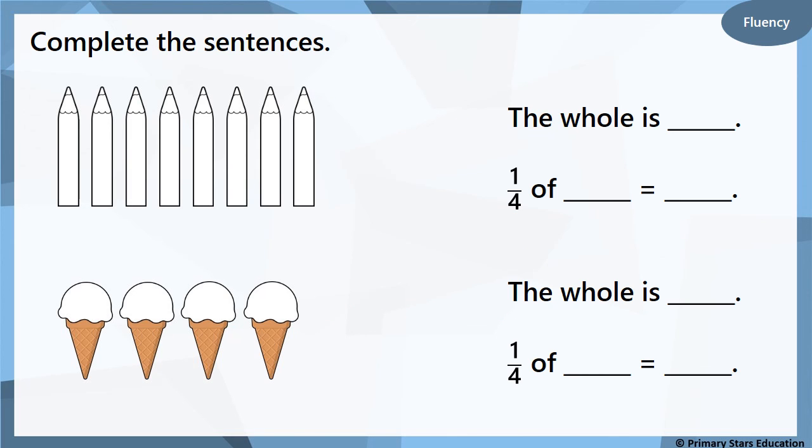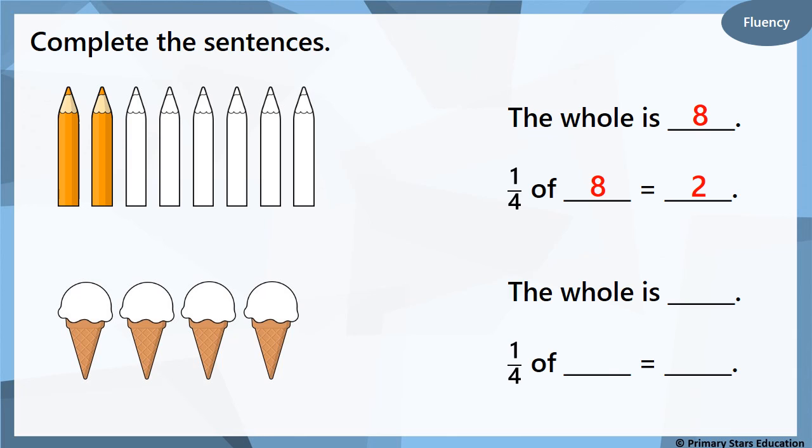Okay, so now have a little look at the pencils. We've got 8 pencils in total. I want to find 1/4 of those pencils. So I'm going to colour in 1. Now I still haven't managed to find 1/4 because I've got 1 pencil coloured in and they're not in equal parts at the moment. But if I colour in another one, I know that I can group them into groups of 2. 2, 4, 6, 8. So 1/4 of 8 equals 2.